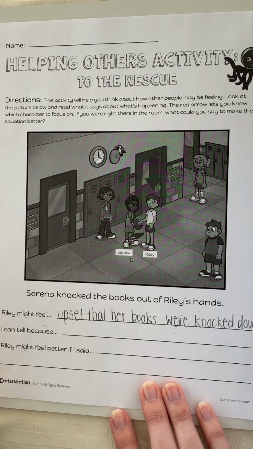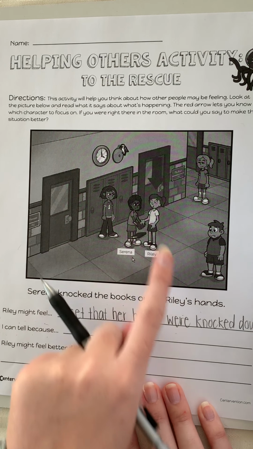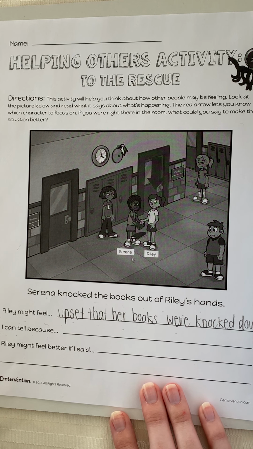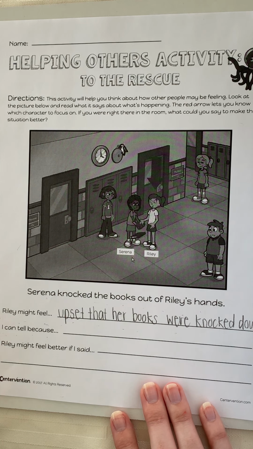One way to tell how someone is feeling is to look at their face. And looking at Riley's face, she has a surprised or upset look on her face. She is not smiling, so she's not happy during this. I can tell how Riley is feeling by looking at her face.